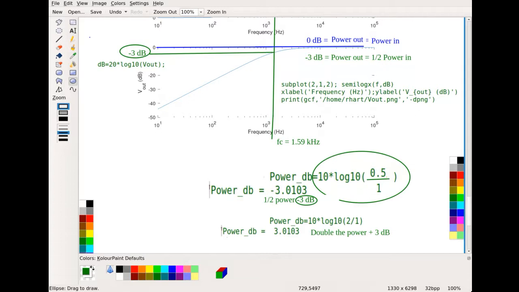So that's kind of that critical thing, because if you remember what we talked about on Monday, right, the bandwidth of our filter was defined as being the half power mark. Okay, and so 3 dBs is the half power mark. Okay.